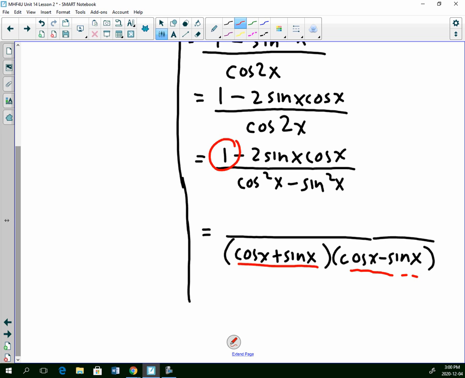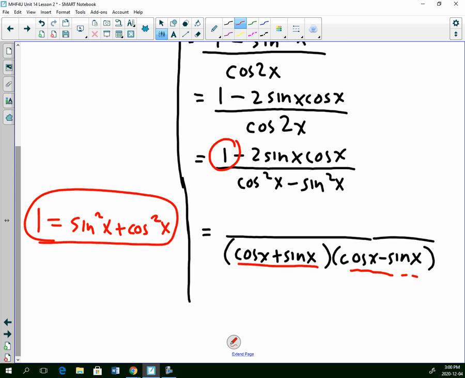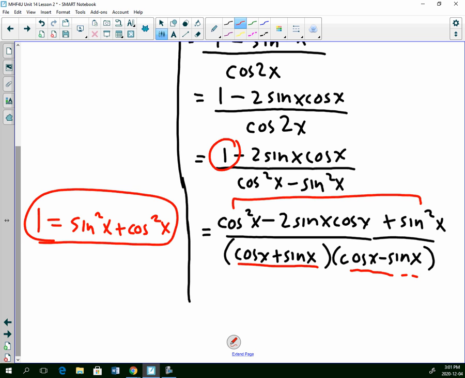Well, if I am really good at factoring, I know that 2 sine x cos x is the middle of a perfect square. So I'm going to change 1. I know 1 equals sine squared x plus cos squared x. So I'm going to change the 1 to sine squared x plus cos squared x. I'm actually going to put the cos squared x at the beginning and the sine squared x at the end. So there's my 1, right? Cos squared plus sine squared equals 1. And the reason I'm putting cos squared at the beginning is because in the denominator, cosine is at the beginning. So that's why I'm going to put it that way.